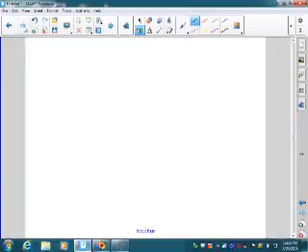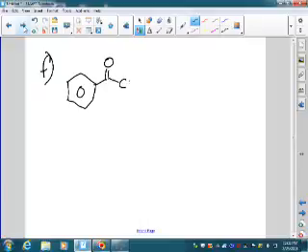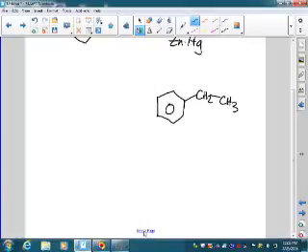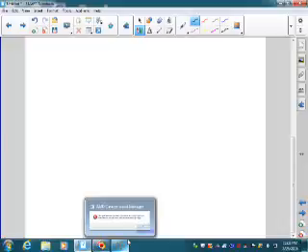All right. F, we've got acetophenone, which is this compound, methylacetyl rather, and we're treating this with HCl and zinc mercury. That is called the Clemmensen reduction, and it converts the carbonyl into a CH2 group. So instead of a carbonyl, we now have a CH2. No mechanism for that.